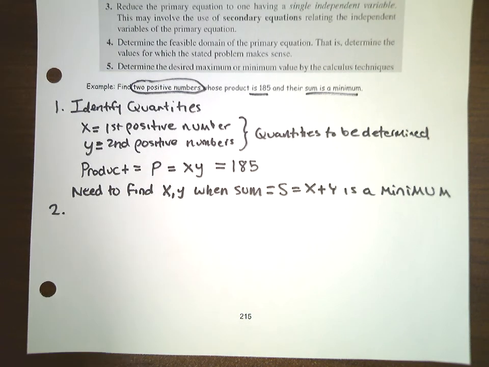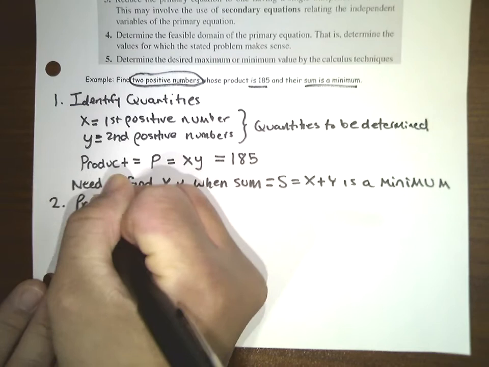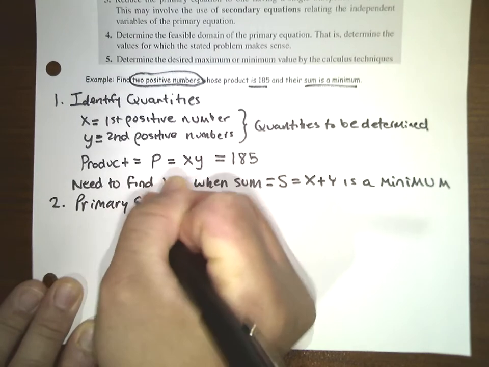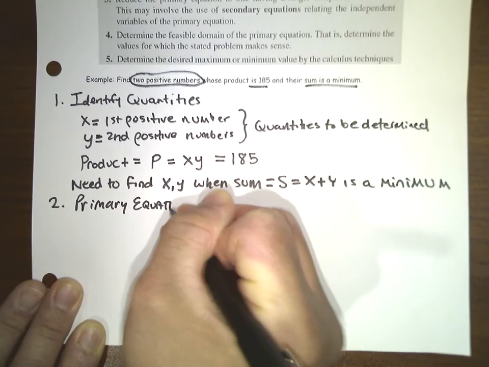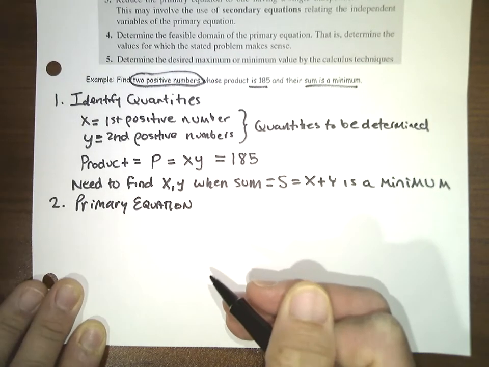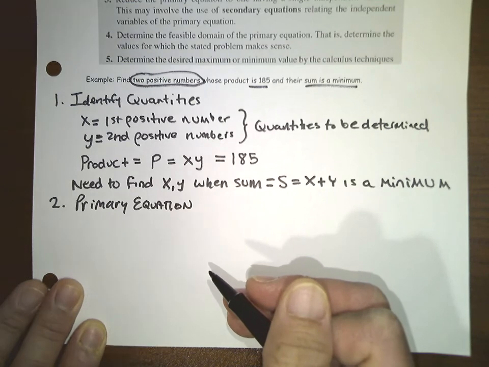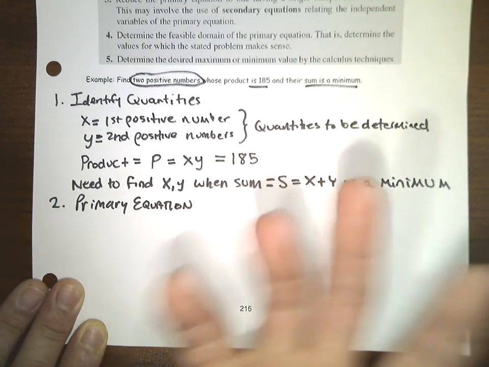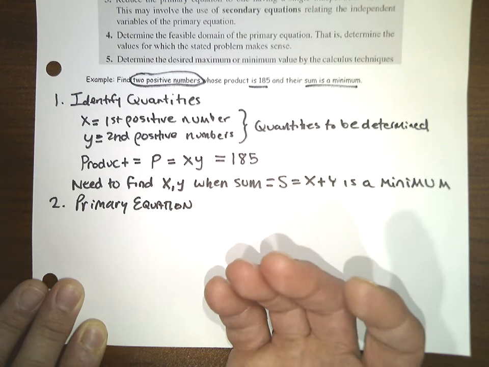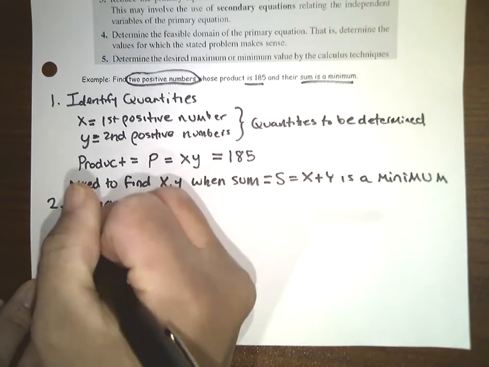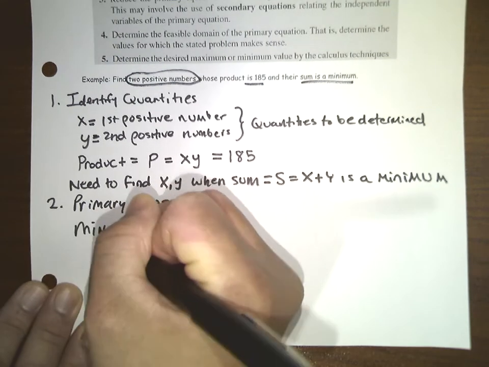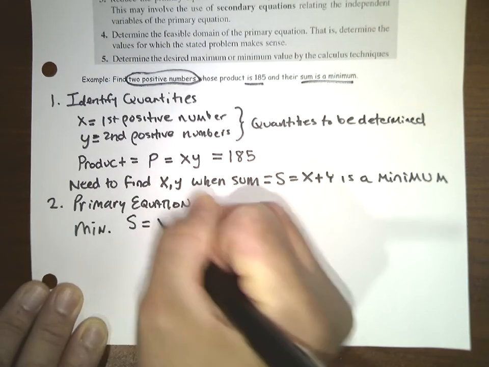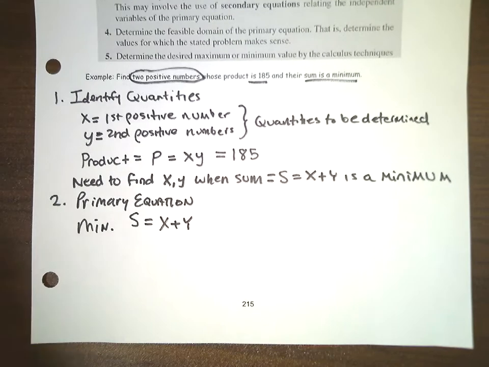But here we go. The primary equation is step two. This one did not involve any geometry. It's just the equation that we're going to maximize or minimize, or the quantity that we want to maximize or minimize. So that would be: minimize s equals x plus y.